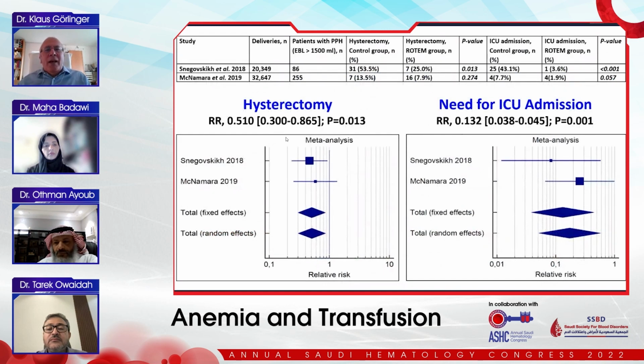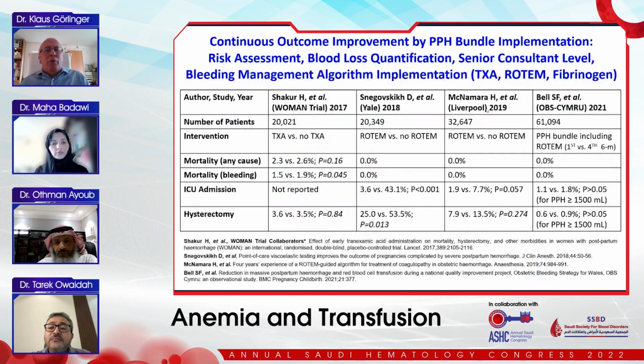What is the effect on outcome? So we see here, this is based on 2 studies, but overall 50,000 deliveries. One study was done at Yale University in the US and the other in Liverpool. And you see that hysterectomy rate could be reduced by 50% and the need for ICU admission by more than 85% as just a surrogate parameter of fewer complications. So what about mortality as the most important outcome?